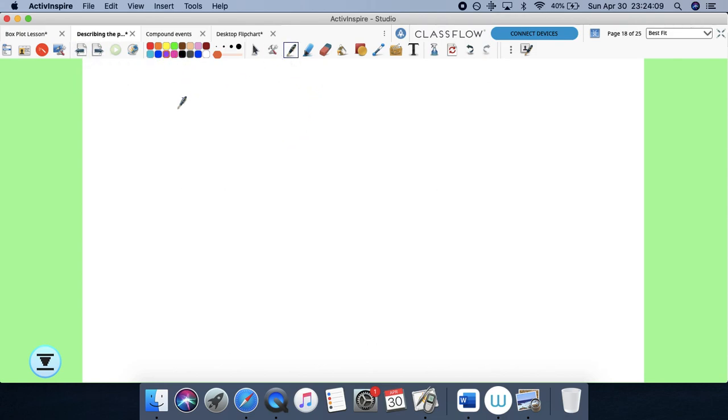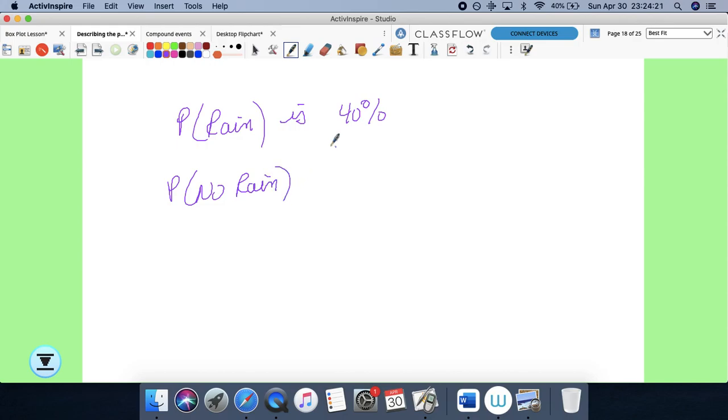Tomorrow, the chance of rain is 40%. So what's the chance of no rain? Well, if the chance of raining is 40%, the chance of no rain is 60%. These are complements.